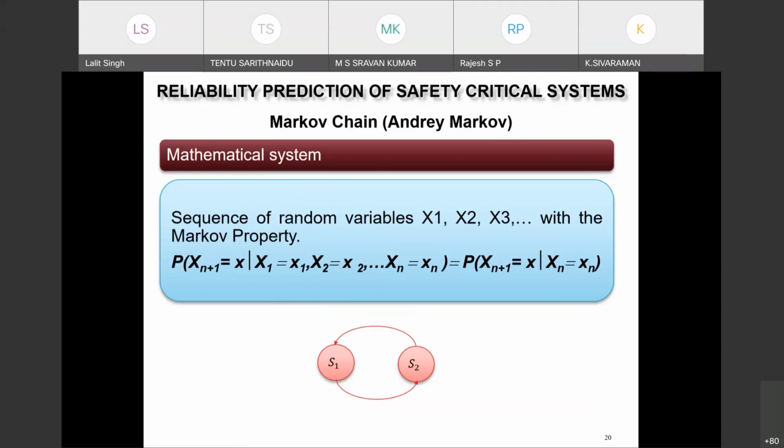So how can we represent it mathematically? If there is a sequence of random variables X1, X2, X3, and so on, then what the Markov property says is that the probability that my system is in state n plus 1 will only depend on the probability of my system being in state n, and it will not depend on the previous states. So it can be written as P(X_{n+1} = x | X_n = x).